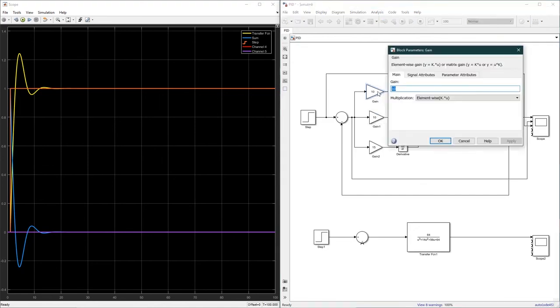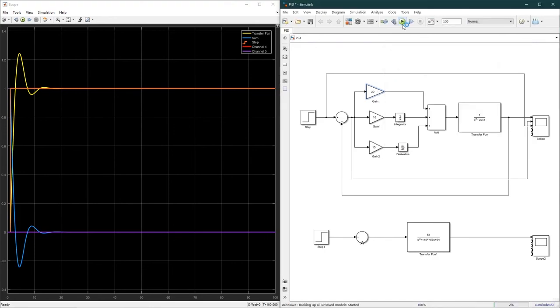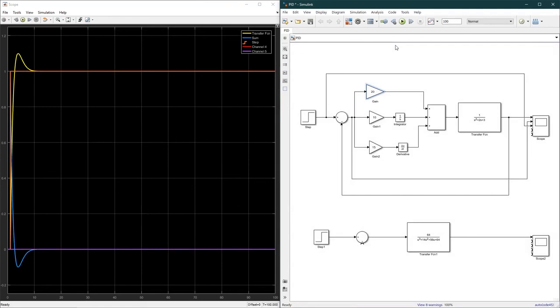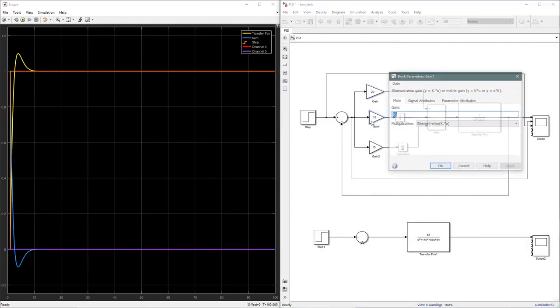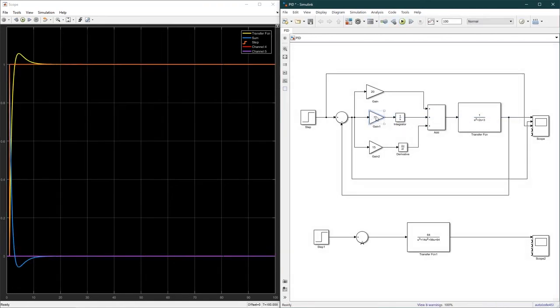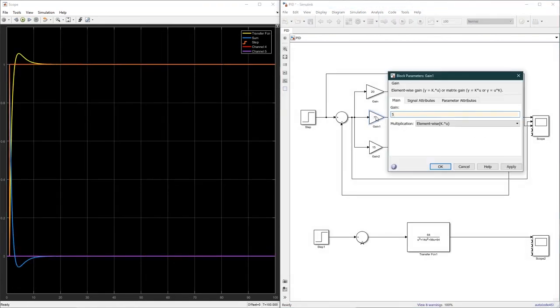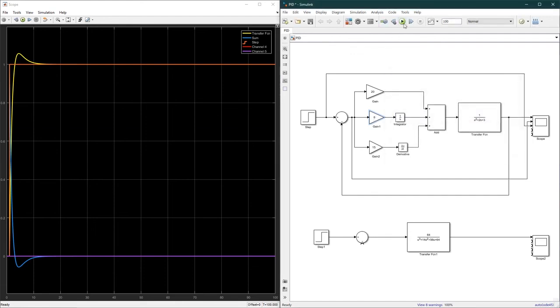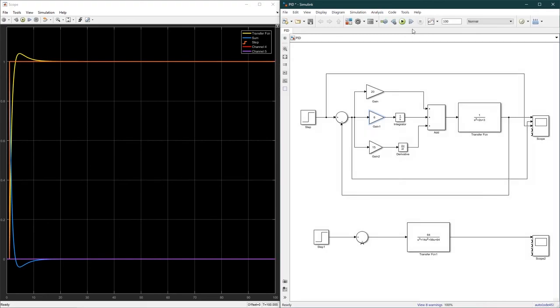Okay, let's get back to it. Maybe we have to decrease Ki. See? Okay. Suppose that this is the best response we can have. Maybe one of you may adjust better than this. And this is how we do the trial and error method.